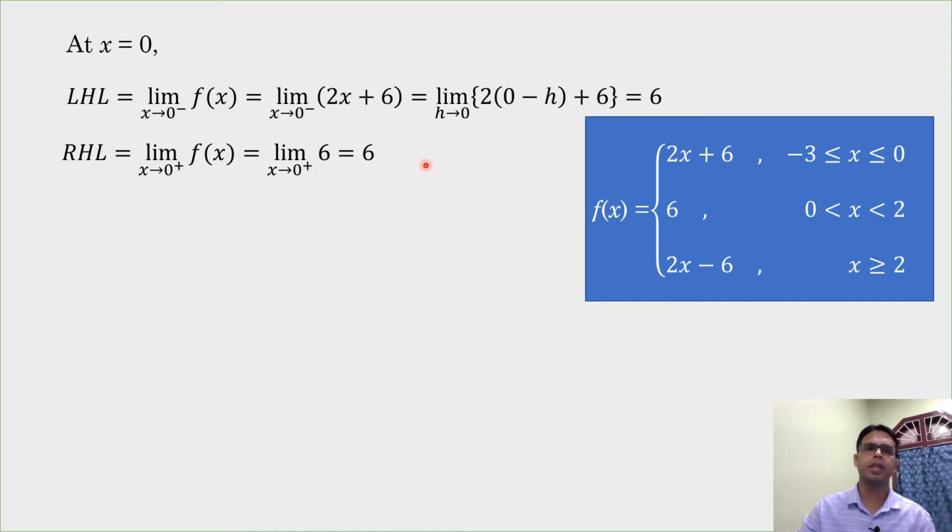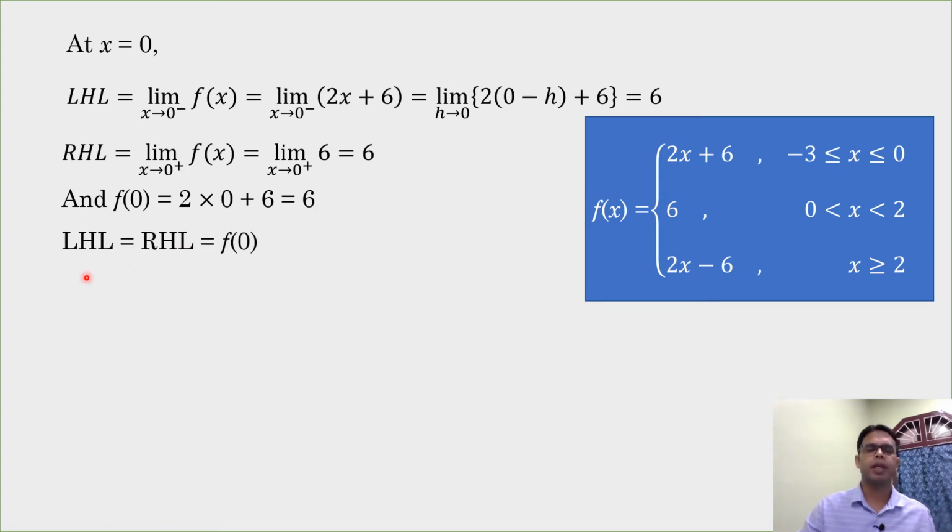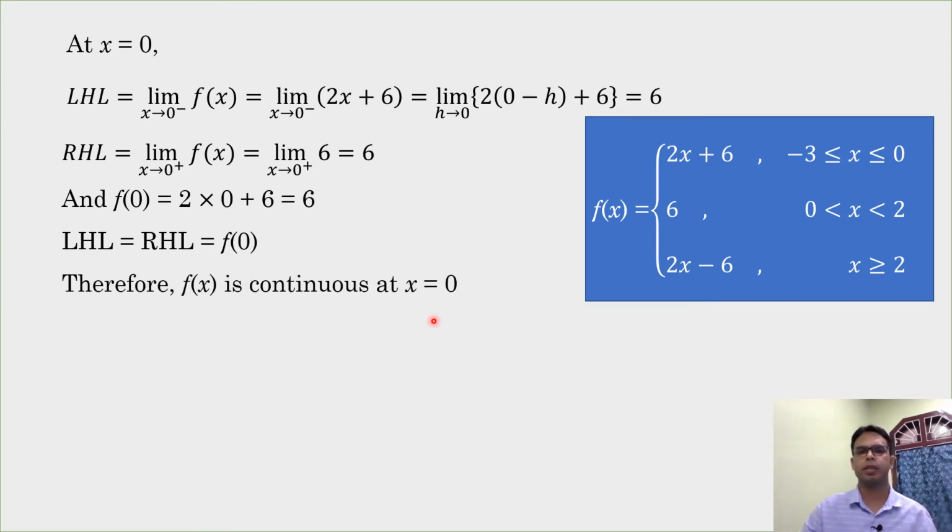So left limit is 6, right limit is also 6, and we check the function value f(0). f(0) is in this line, you see x equal to 0 is also present in the first line, so x is replaced by 0, so 2 into 0 plus 6, it is again 6. So all these three values are equal, therefore the function is continuous at the point x equal to 0. So we write that line. Left hand limit equal to right hand limit is equal to function value at 0. Therefore f(x) is continuous at x equal to 0.